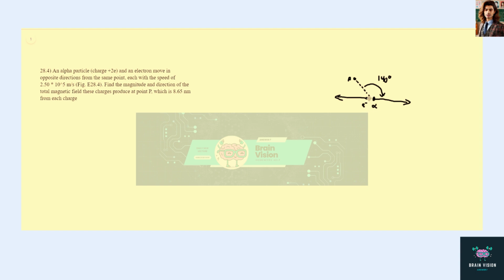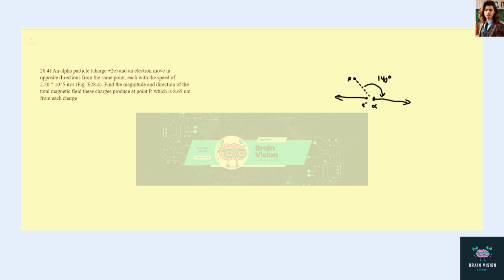Problem 28.4, we have an alpha particle, that's this here, and an electron that move in opposite directions from the same point. Each has the same speed, and we're supposed to find the magnitude and direction of the total magnetic field these charges produce at point P, which is 8.65 nanometers from each charge.